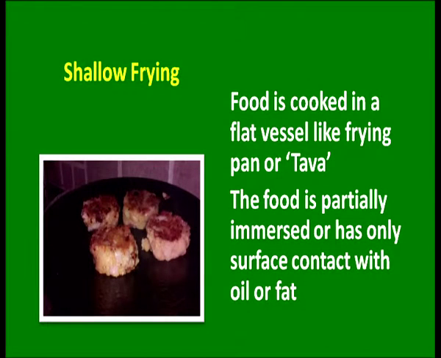Now the shallow frying. Food is cooked generally on a flat vessel, a tawa, where a very small amount of oil is added. You can see in the picture how Indian potato tikkis are made with a little amount of fat. It gets roasted, cooked, and gives a crispy surface.